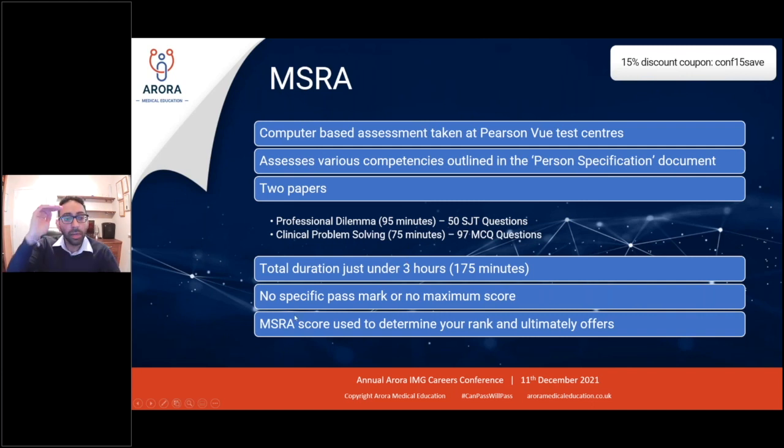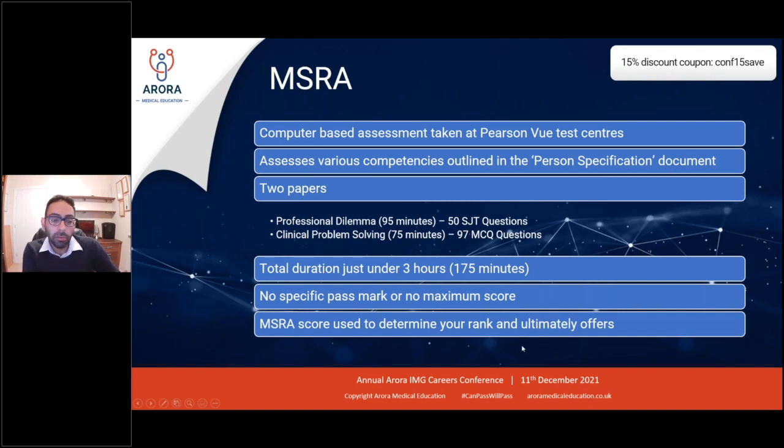There's no pass mark as such. Remember, it's all graded, so there's no maximum score, there's no pass mark. You just need to get as many marks as you can, because you're going to go into this big ranking system alongside thousands of other people, and therefore the higher you score in MSRA, the more chance you get of getting a training position in a place that you really want, one that you ranked higher up on that list. So your MSRA score is fully used to determine your rank, and therefore ultimately any offers that you get.